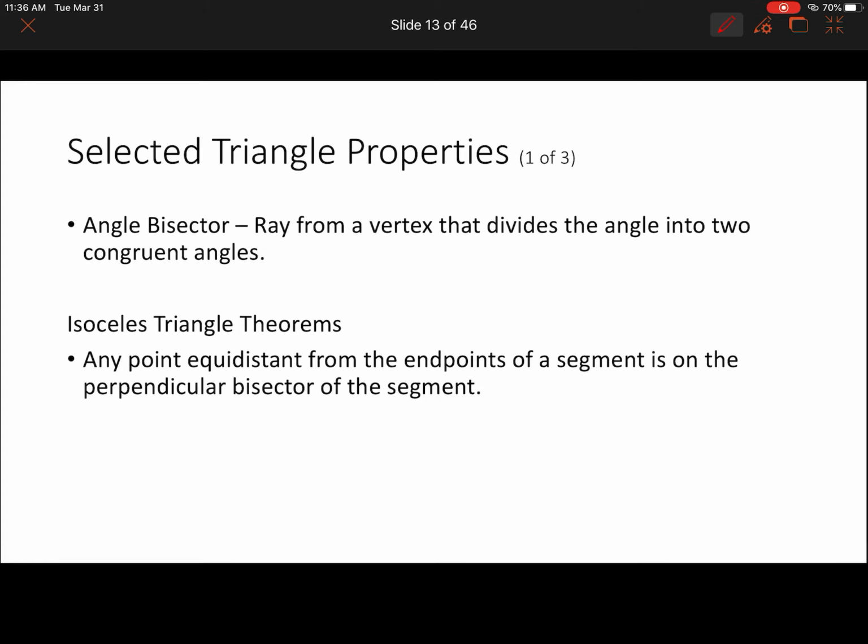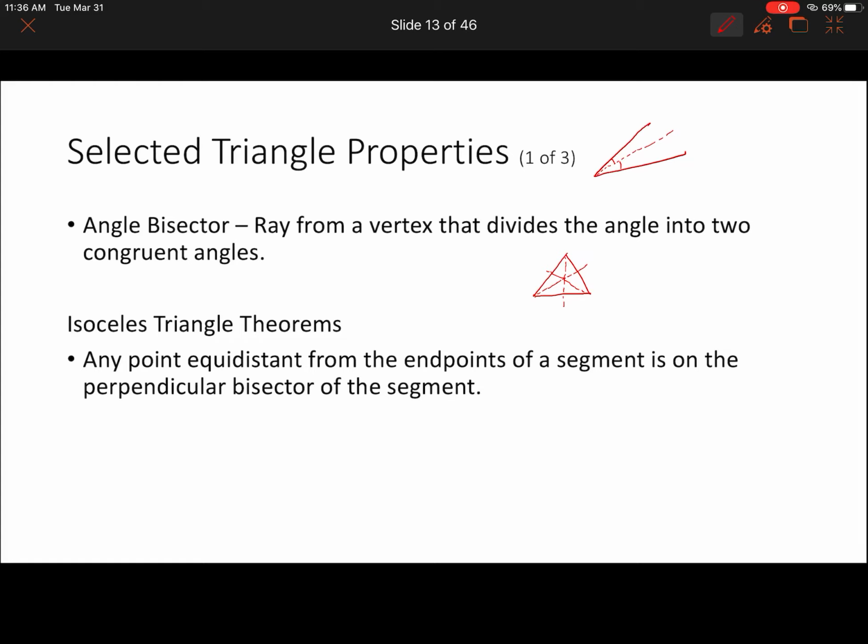All right, so we got a few properties here for isosceles triangles that we're going to talk about. And again, specifically isosceles triangles. But before we get into that, I need to define for you an angle bisector. So an angle bisector is a ray from a vertex that divides the angle into two congruent angles. For example, if you were just to draw an angle, any angle, doesn't matter, the angle bisector is the ray that comes out of that and divides this into two congruent angles.